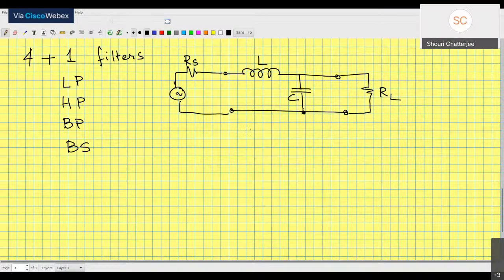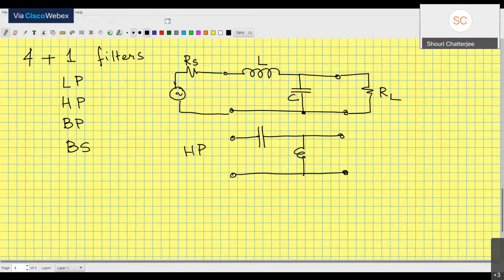So this is the first type of filter. This is the low pass filter. The high pass filter, you basically replace this section over here like this. So the inductor is a short circuit for low frequencies, open circuit for high frequencies. The capacitor is a short circuit for high frequencies, open circuit for low frequencies. As a result, only high frequencies will go through, low frequencies will not go through. So this is your high pass filter.